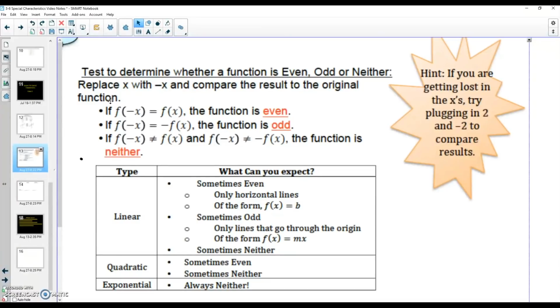So as with a lot of these characteristics, we do have some patterns that we're going to look at.